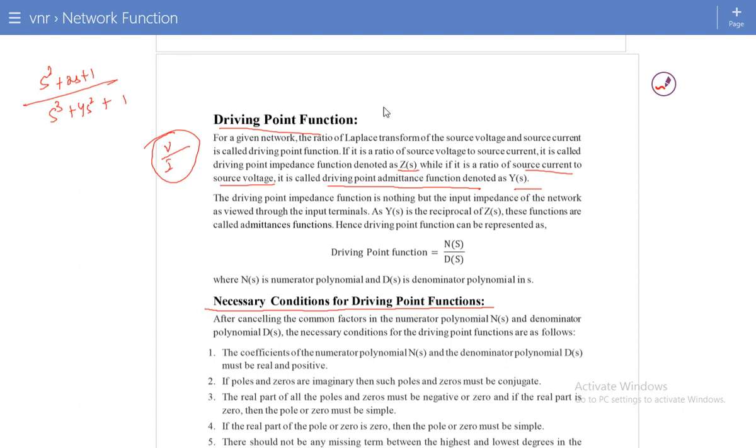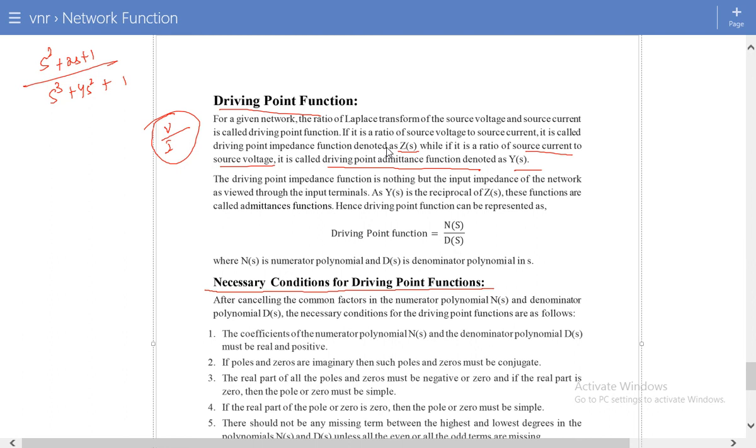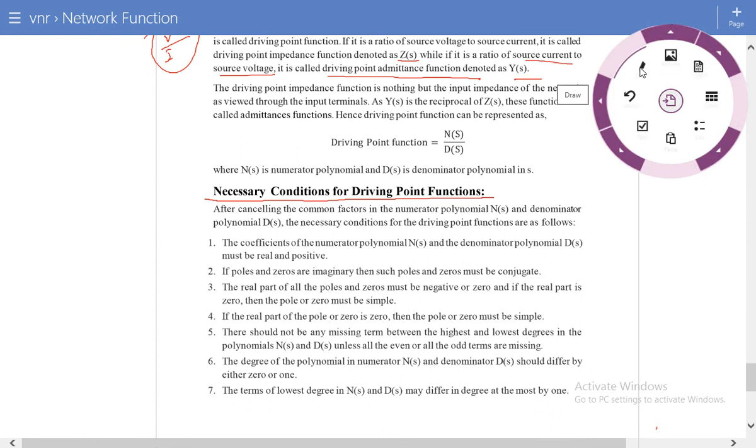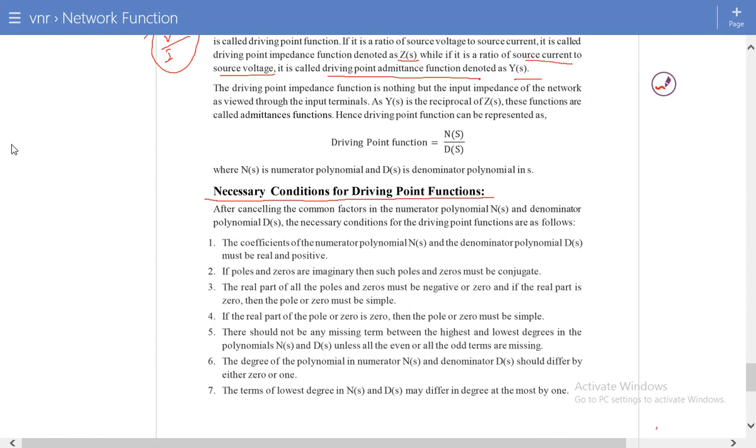So what are the conditions that should be satisfied by a proper driving function? If you want to say whether it is a driving function or not, we will see what conditions it has to satisfy. Consider two functions, and I will ask you whether each function is a proper driving function or not.